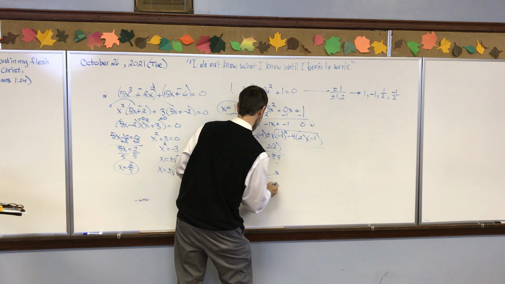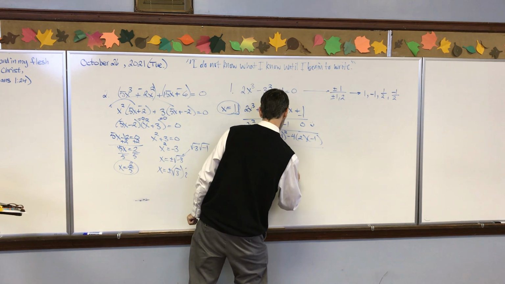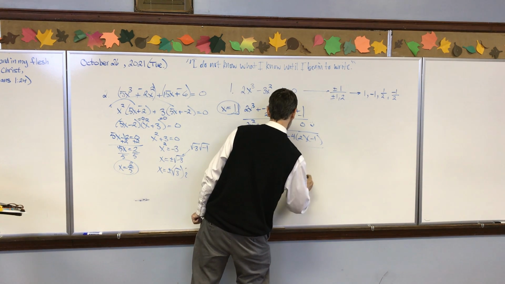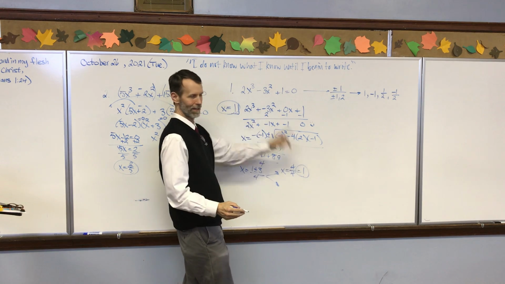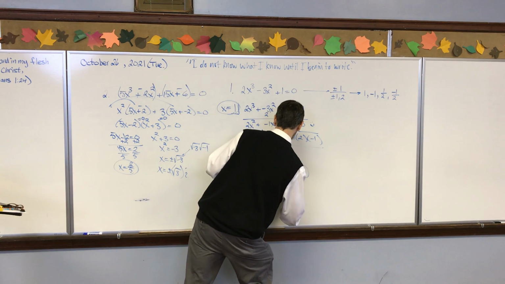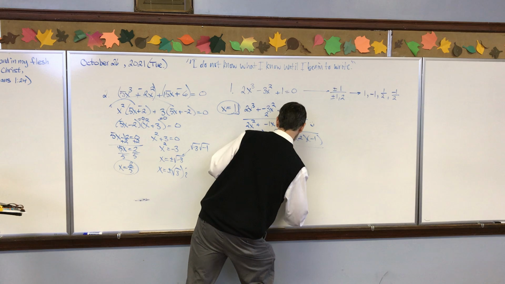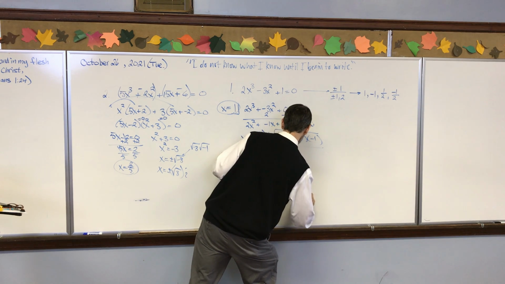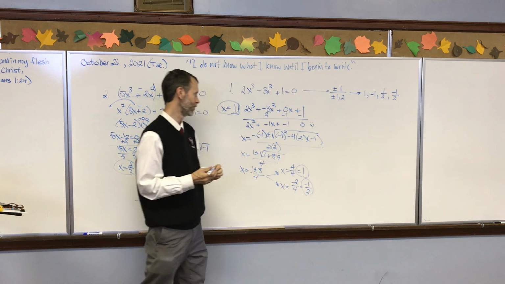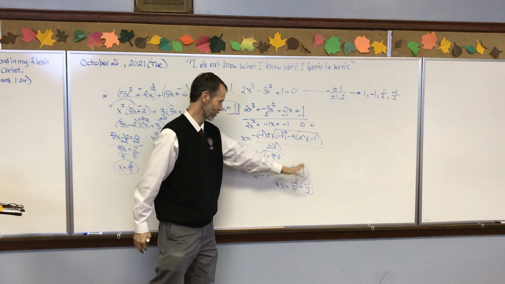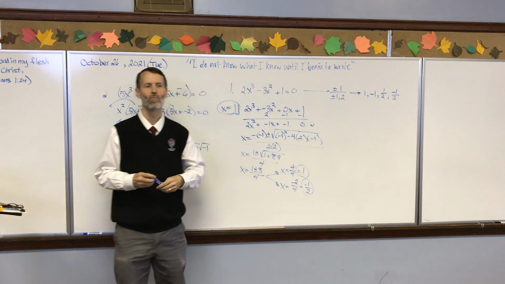So you're going to get two solutions. x equals 4 over 4, which is another 1. And then x equals negative 2 over 4, which is negative 1 half. So there you get three roots: x equals 1, x equals 1, and x equals negative 1 half.